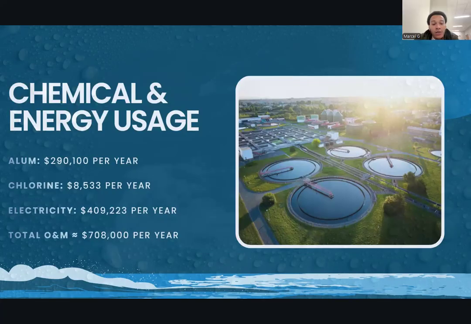This slide shows the estimated operational cost. Electricity is the primary cost driven by pumping and UV disinfection. Alum is the second highest cost because of the large volumes required for coagulation. Chlorine has a relatively small annual cost. Combined, the total operation and maintenance is just over $700,000 per year, which is reasonable for a plant at this capacity.